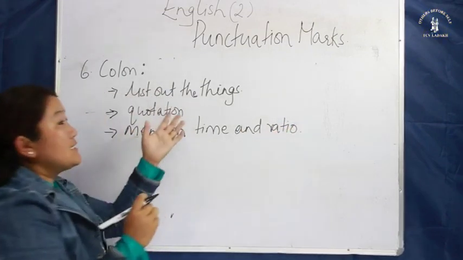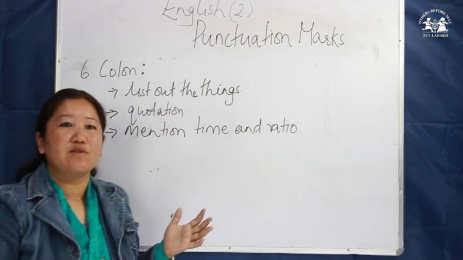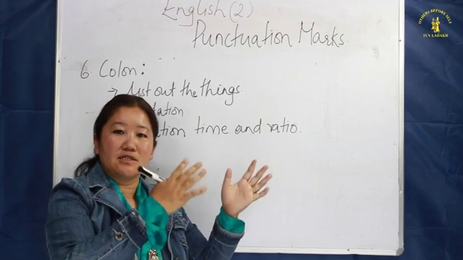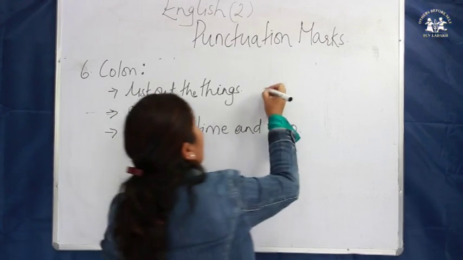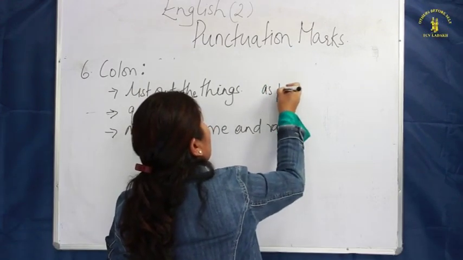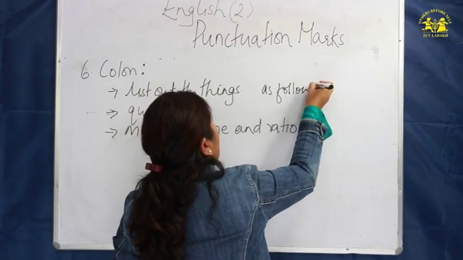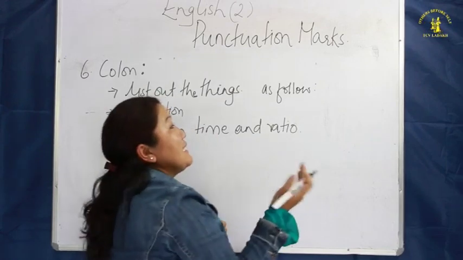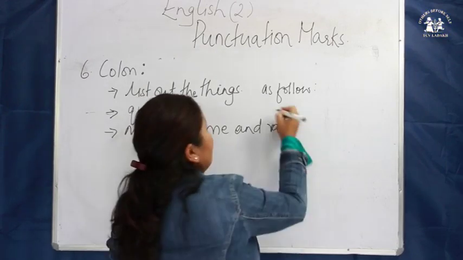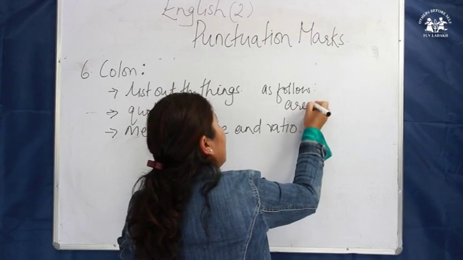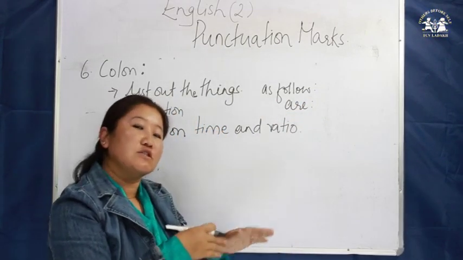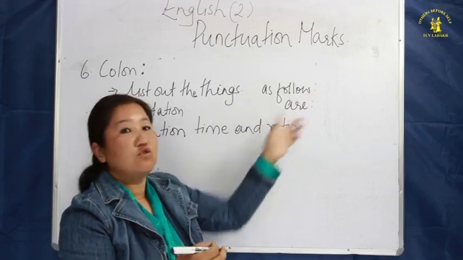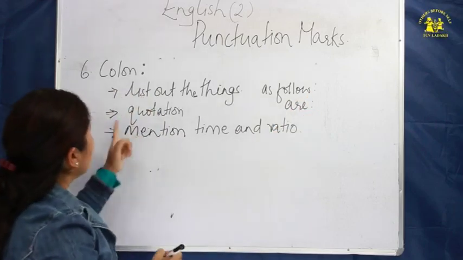Many a time we say the rules are as follows, or the ingredients are, and then you write a colon and list out the things. In order to list out the things, we use a colon. We also use a colon before a quotation.